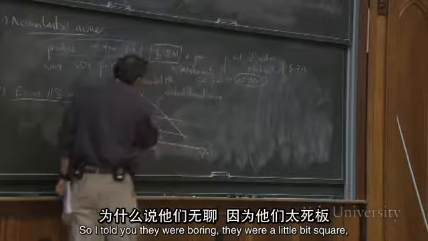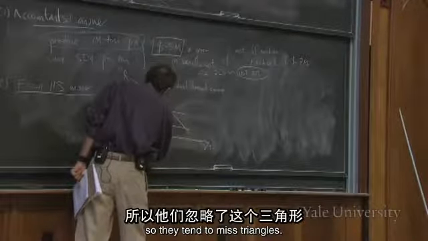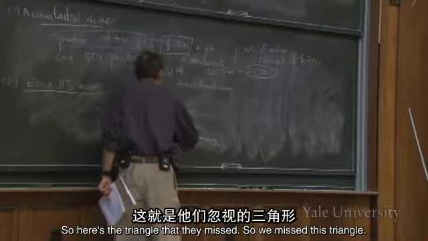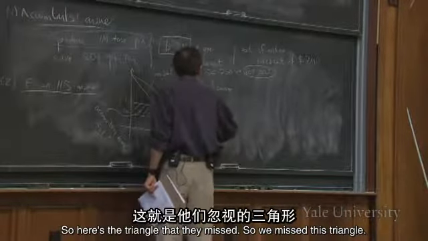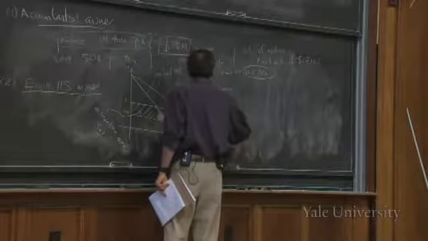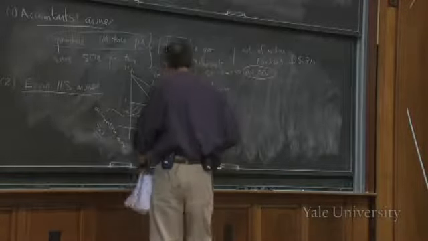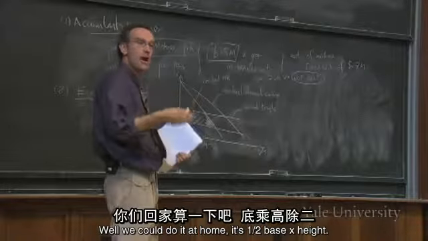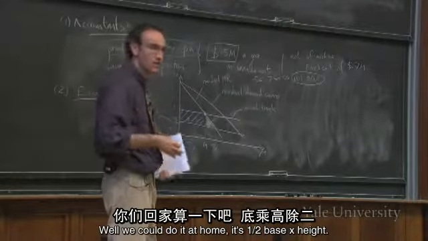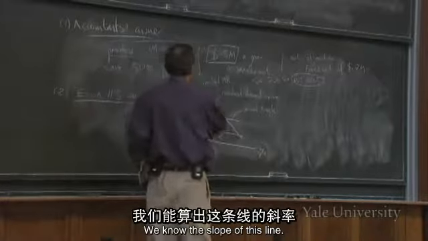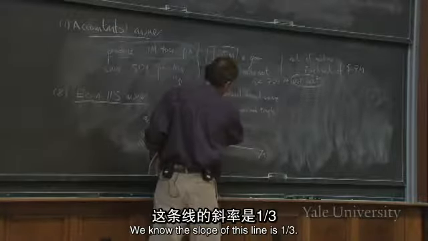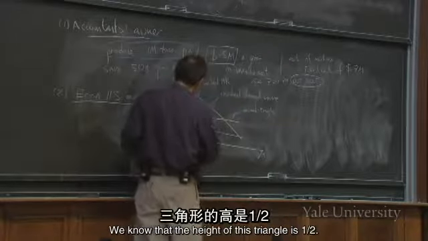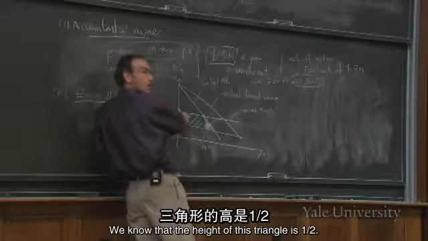So I told you they were boring. They're a little bit square, so they tend to miss triangles. So here's the triangle that they missed. How big is this triangle? Well, we could do it at home. It's half base times height. We could figure this out. We know the slope of this line is 1/3. We know the slope of this line is 2/3. We know that the height of this triangle is 1/2.